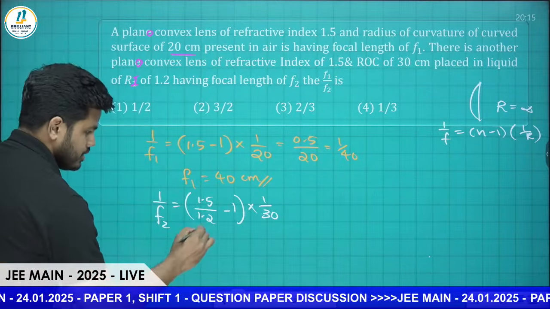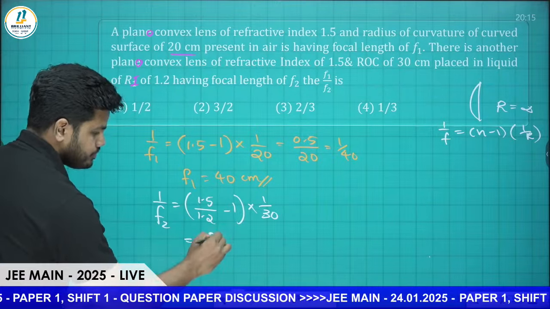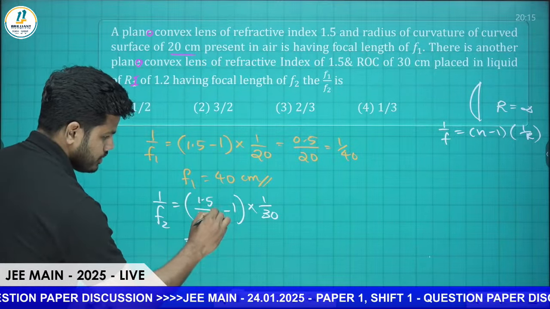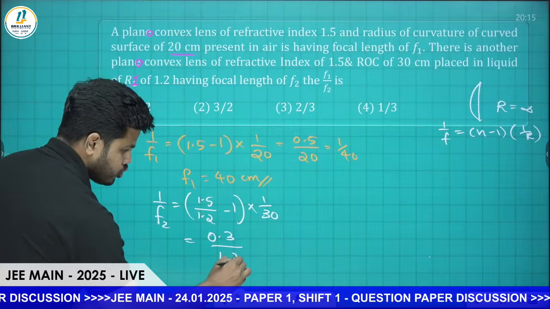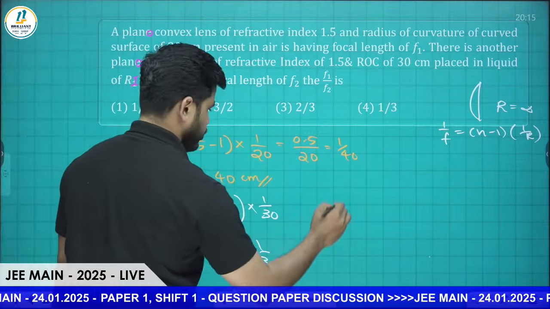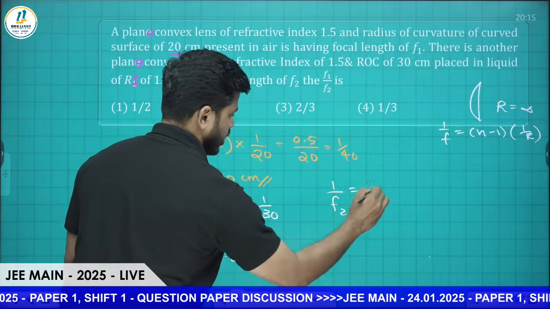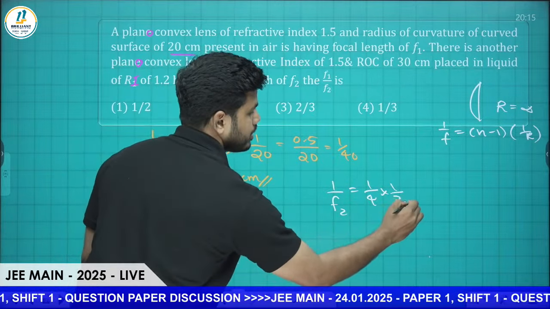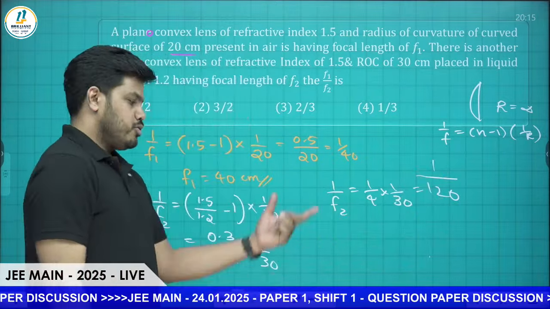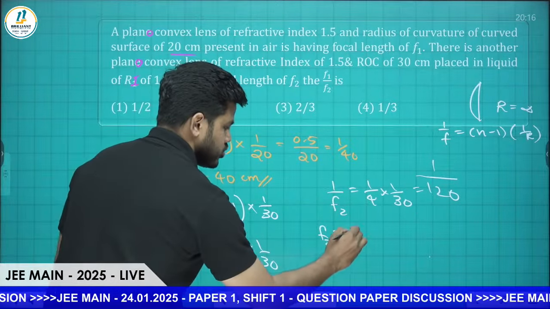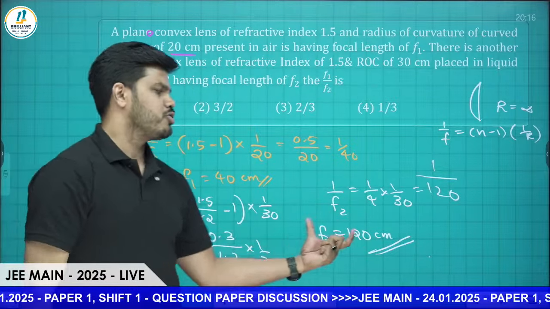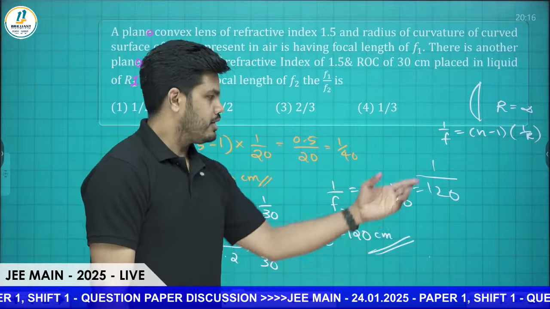That's it. So what is this? 0.3. So we get 0.3 divided by 1.2 into 1 by 30. Yes, 0.3 by 1.2 is going to be 1 by 4. So 1 by f2 is equal to 1 by 4 into 1 by 30. We got 1 by 120. So what is f2 now? f2 is equal to 120 centimeters. See how easily we found it by direct substitution of the values in the lens maker's formula.